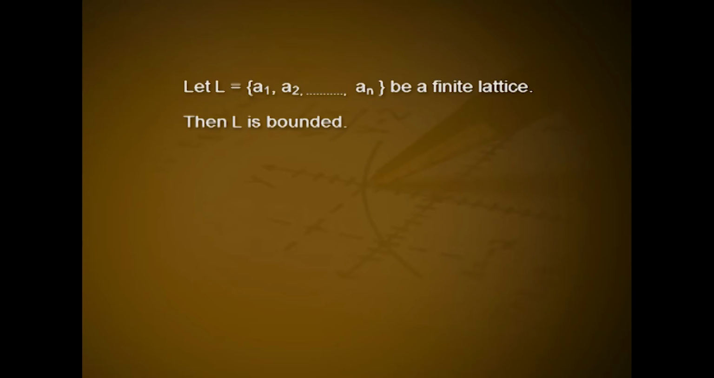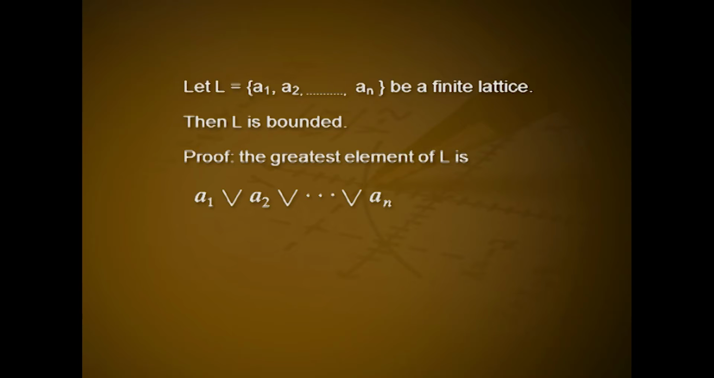Example 8. The lattice Z under the partial order ≤ is not bounded since it has neither a greatest nor a least element. Example 9. The lattice P(S) of all subsets of a set S as defined in example 1 is bounded. Its greatest element is S and its least element is the empty set. Theorem 5. Let L equal the set {a1, a2, etc., an} be a finite lattice, then L is bounded. Proof. The greatest element of L is a1 join a2 join etc. join an, and its least element is a1 meet a2 meet etc. meet an. Next is distributive lattice.